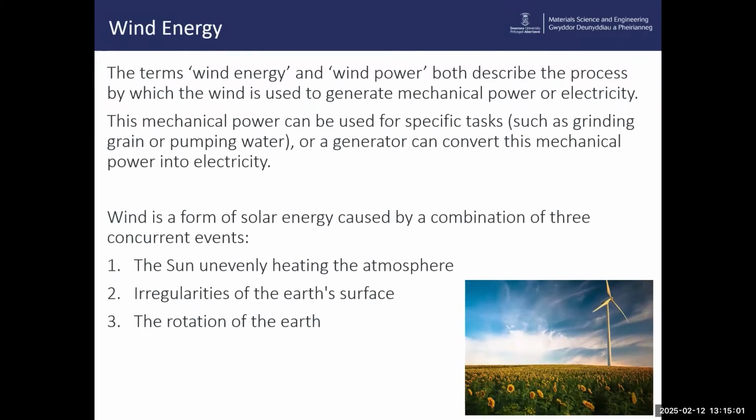Moving on to wind energy. Wind energy and wind power both describe the process by which wind is used to generate mechanical power and energy, or electricity, sorry. Wind turbines work on a simple principle. Instead of using electricity to make wind, like a fan, wind turbines use wind to make electricity. So it's the reverse of something like a fan.